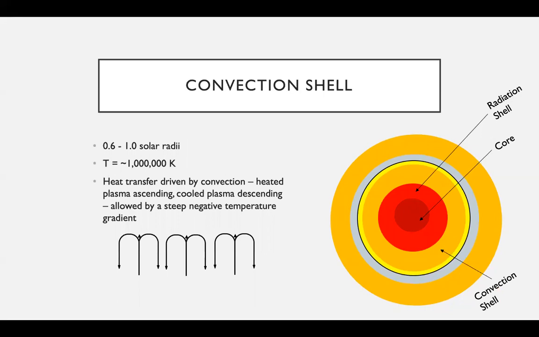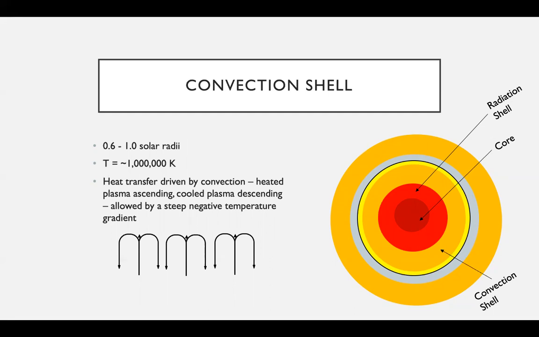Moving outwards, we then have the convection shell, where heat transfer is driven primarily by convection, with heated plasma ascending in these bubbles and cooled plasma, once it has reached the end of the convection shell, descending. This is allowed by a steep negative temperature gradient, so although we say that the convection shell has a temperature of about 1 million Kelvin, this really changes sharply.